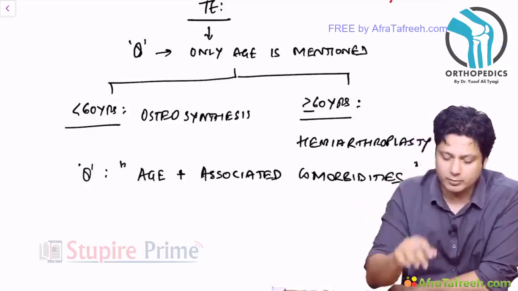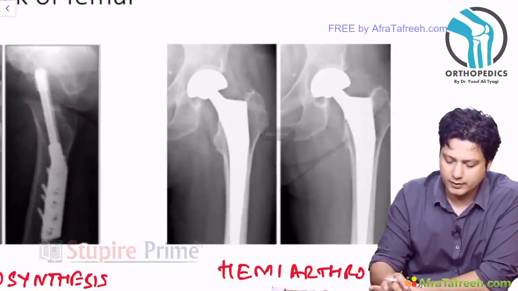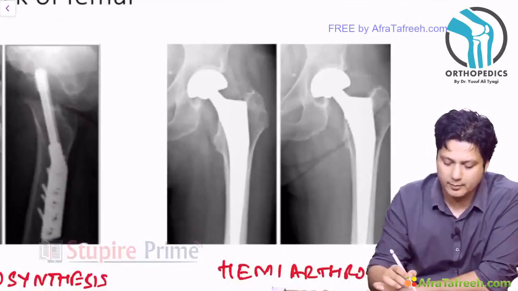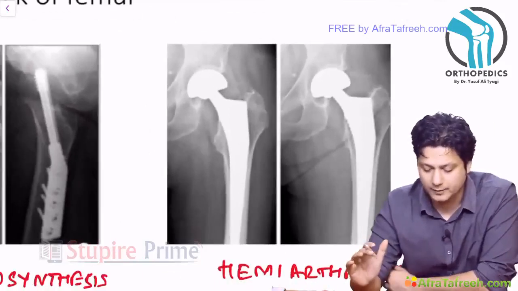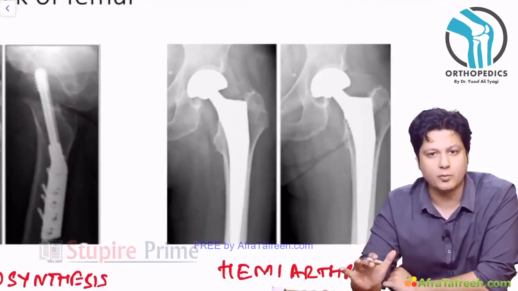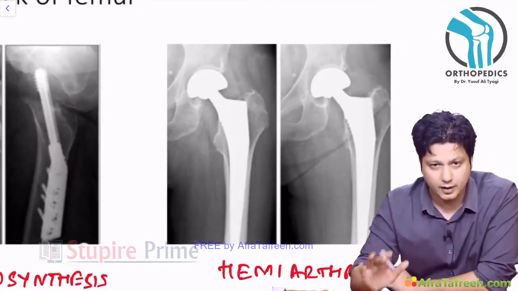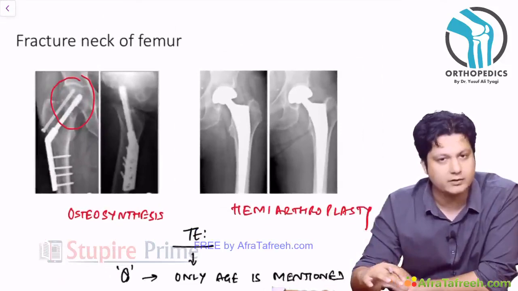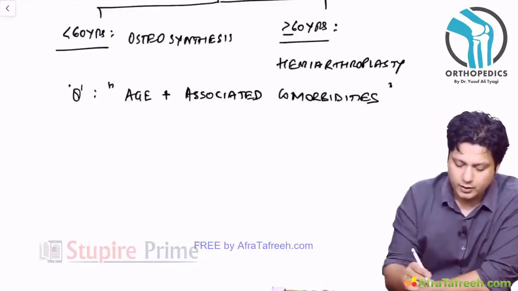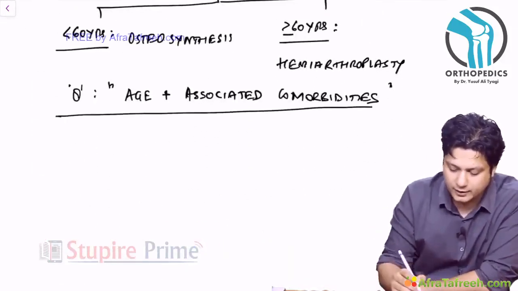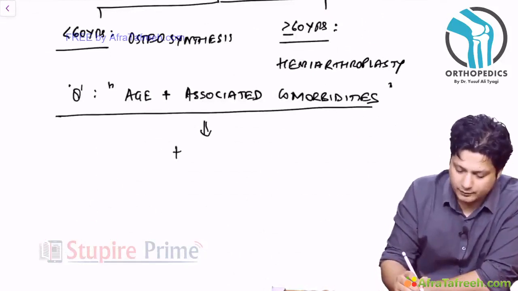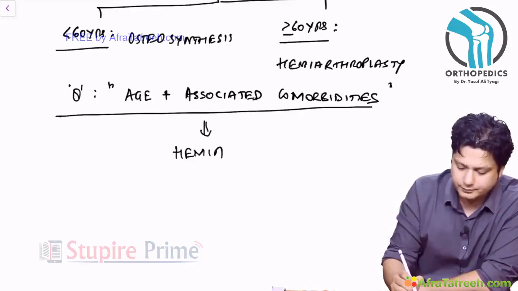That is only a possibility when you fix it, when you replace the hip joint by putting the artificial implant in the form of internal prosthesis. Then only weight bearing immediately after surgery is a possibility. So if in a question age and associated comorbidities are given, then you have to go for hemiarthroplasty.